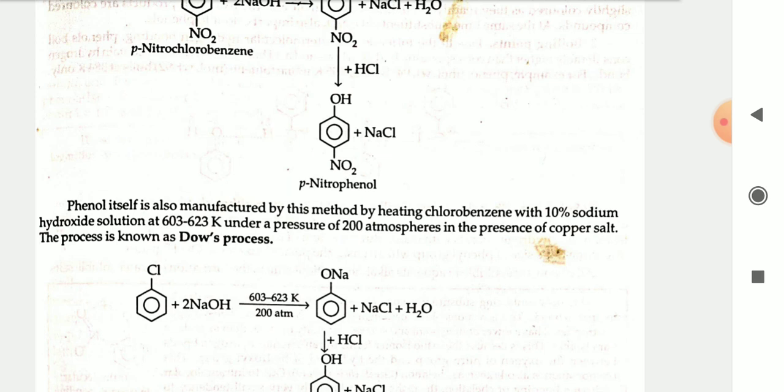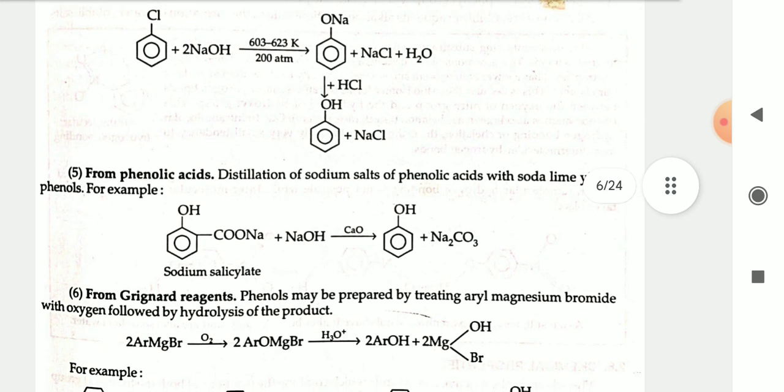Phenol itself is also manufactured by this method by heating chlorobenzene with 10% sodium hydroxide solution at 603 to 623 Kelvin under a pressure of 200 atmospheres in the presence of copper salt. This process is known as Dow's process. Fifth, from phenolic acid. Distillation of the sodium salt of a phenolic acid with soda lime yields phenol. For example, sodium salicylate with NaOH will form phenol plus Na2CO3.